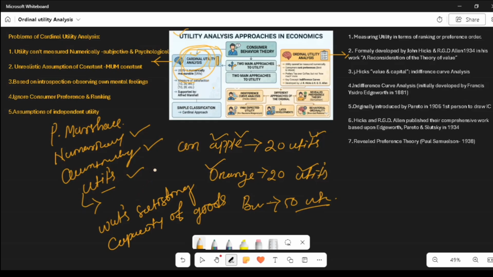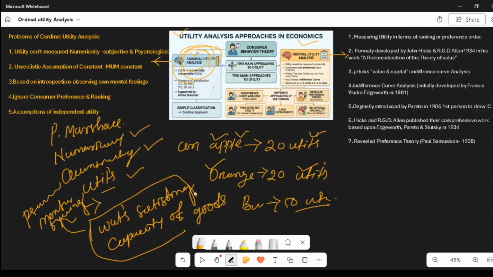So when talking about real life, in practical scenarios, utility is a mental state. While you are talking about utility, it is a want-satisfying capacity, that means it is psychological in nature. It is a mental feeling. So we can't measure the utility. That's why we developed the ordinal utility analysis.